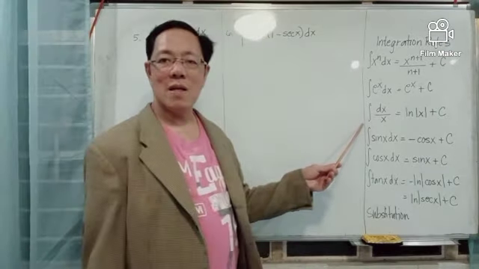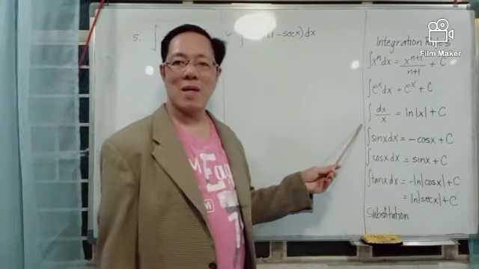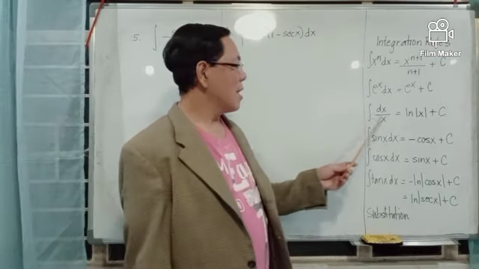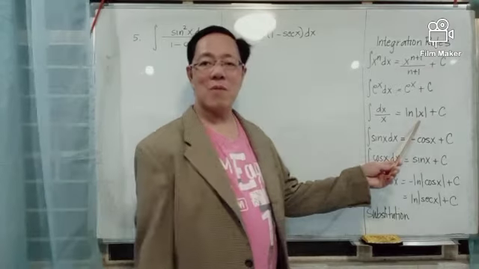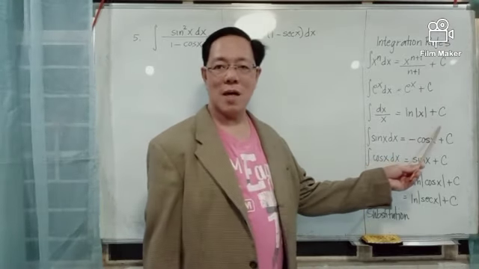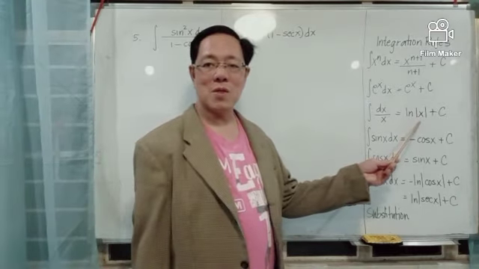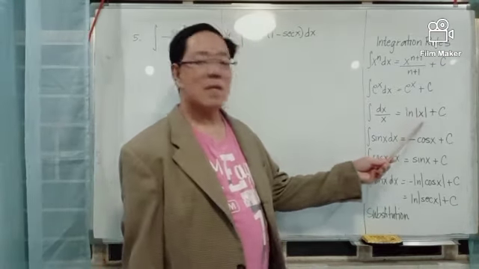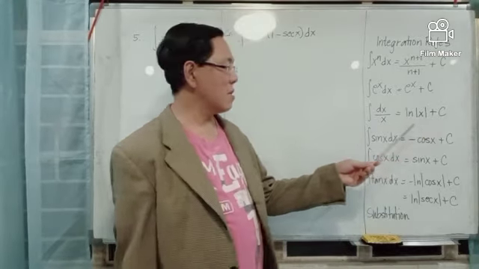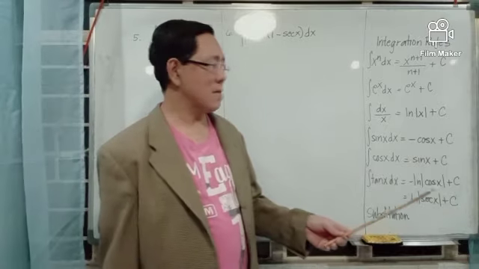Next, we have the integral of dx over x, or the integral of 1 over x with respect to x. And it is equal to natural logarithm of the absolute value of x plus c, a constant of integration. We have to write x in absolute value notation to make sure that x is positive, because the natural logarithm of a negative number is not defined.